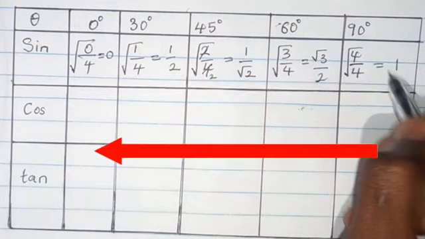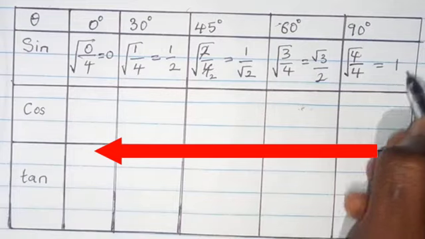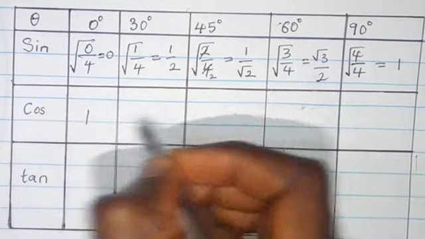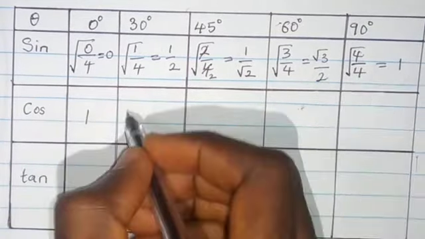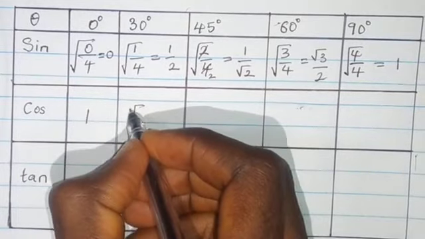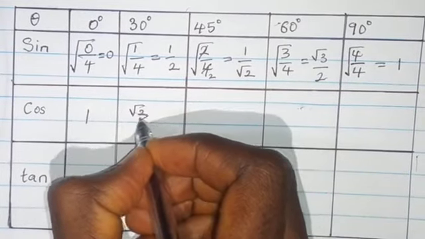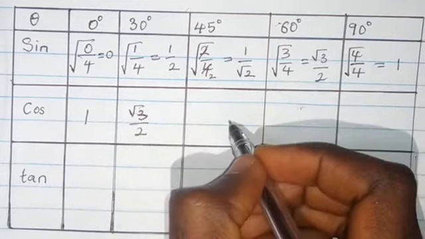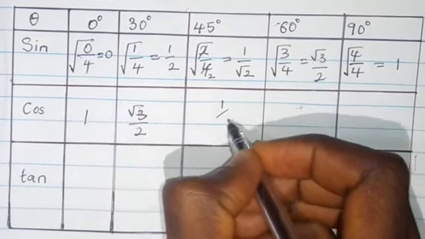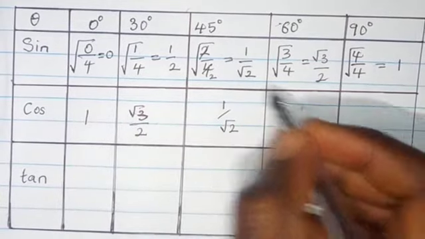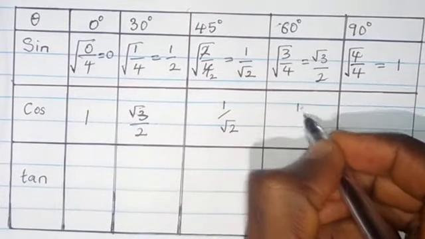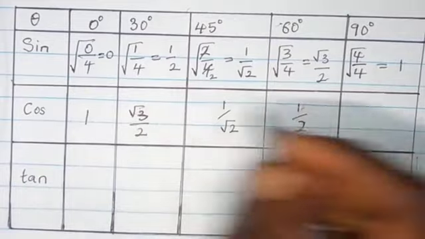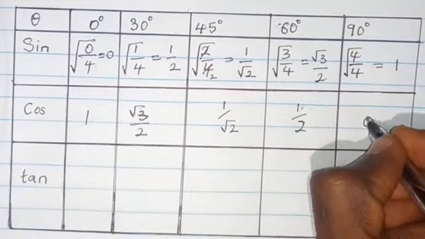Now for the cos theta, interchange the values of sine. So 1 goes here, square root of 3 over 2 goes here, and 1 over square root of 2, and for this one 1 over 2, and for this one 0.